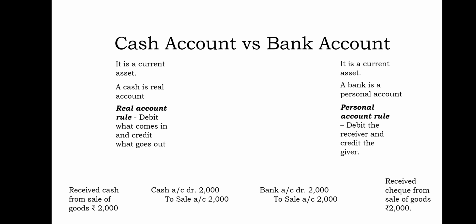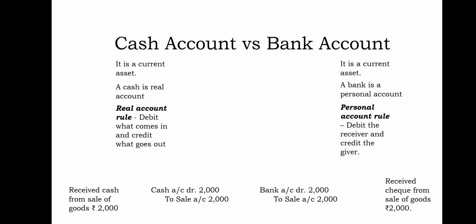You receive money in your bank, you debit the bank account. But the rule that is followed by the bank account is different from the rule followed by the cash account. The rule the bank account follows is debit the receiver and credit the giver. It means the person who receives something from you will be debited, because in this case the bank is receiving 2000 rupees from you. You are depositing your 2000 in the bank account.